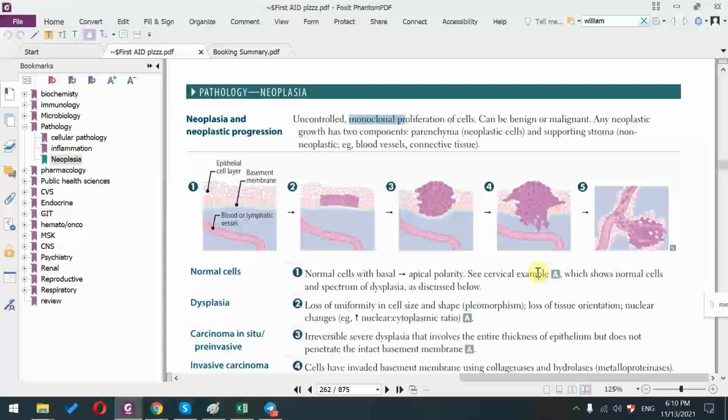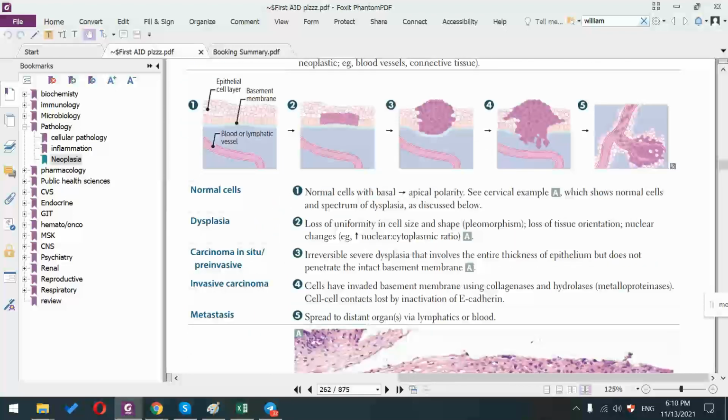So any neoplastic growth has 2 components: parenchyma, which is the neoplastic cells, and supporting stroma, which is non-neoplastic cells, like the blood vessels and connective tissue. Without the blood vessels, your cancer cannot function normally. Cancer cells tend to proliferate a lot. If you proliferate a lot, that requires you to have more energy, so the more energy you will be consuming. I hope it makes sense. So you need more energy and thus you need more blood vessels. That's why we have formation of a lot of blood vessels.